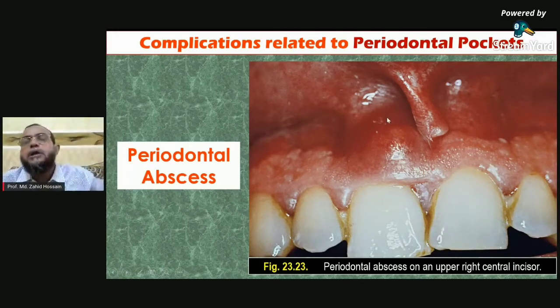That continuous exudate comes out. So this is very common for a periodontal pocket to produce a periodontal abscess.